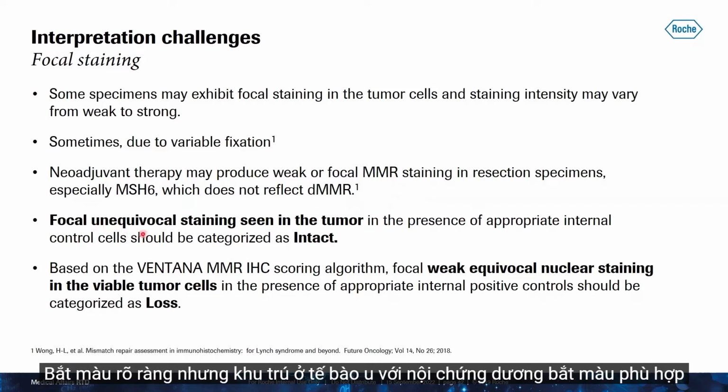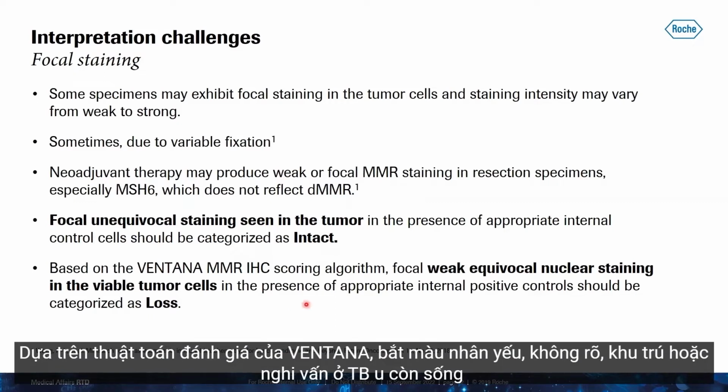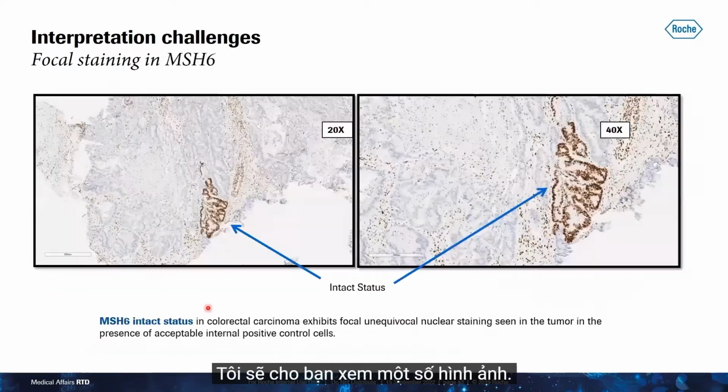Now, focal unequivocal staining seen in the tumor in the presence of appropriate internal control cells should still be considered as intact protein expression. And based on the scoring algorithm, focal weak, equivocal, or questionable nuclear staining in the viable tumor cells in the presence of appropriate internal positive controls should be categorized as loss. And I'll show you some images.